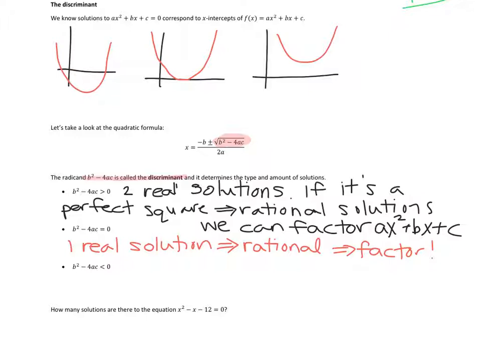Finally, if b squared minus 4ac is less than 0, now we're trying to take the square root of a negative number, and we know that's not allowed. So that's when we don't have any x-intercept. There's 0 real solutions.